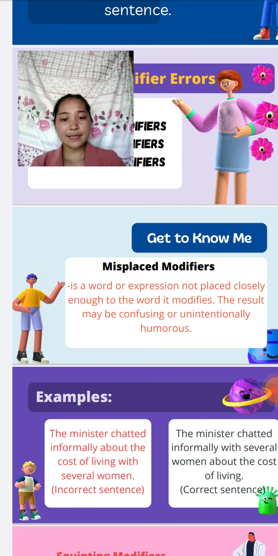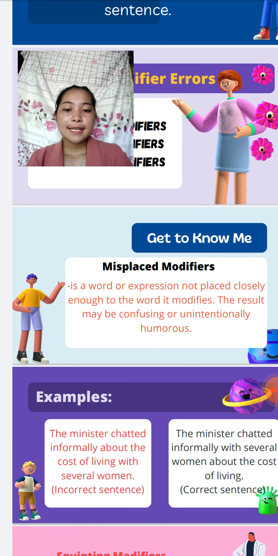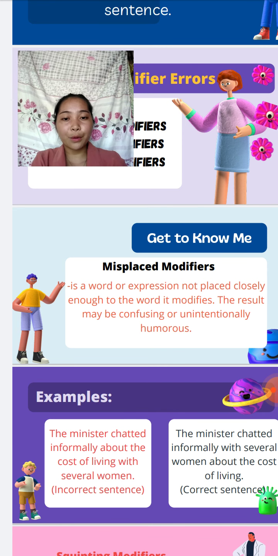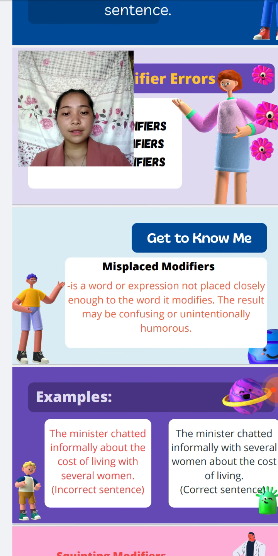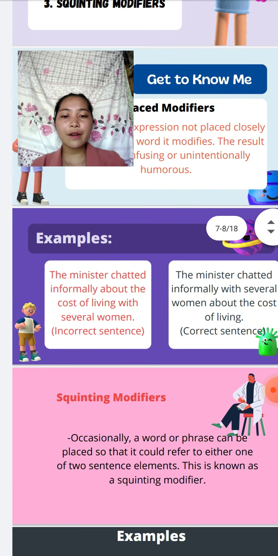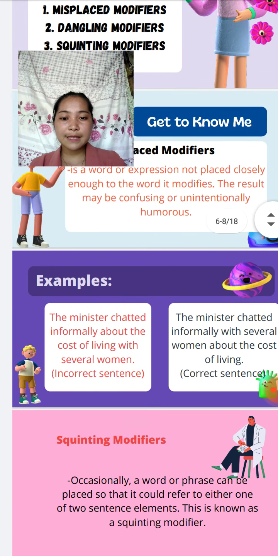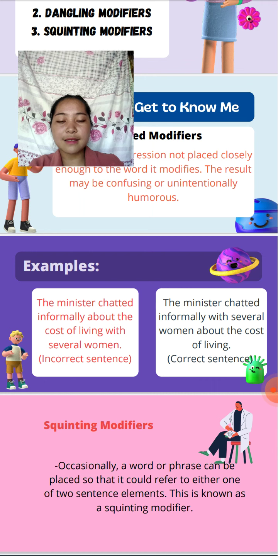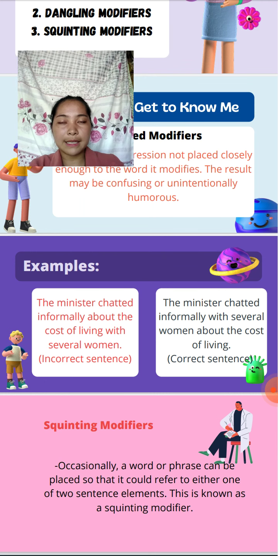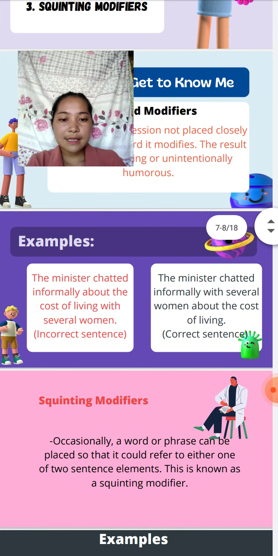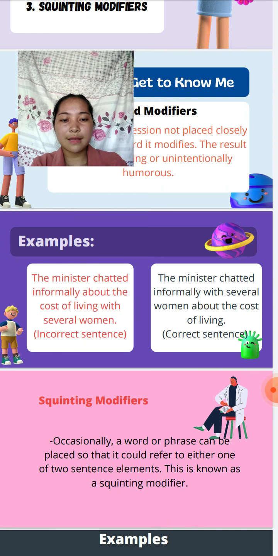So what are misplaced modifiers? This is a word or expression not placed closely enough to the word it modifies. The result may be confusing or unintentionally humorous. So here are the examples of misplaced modifiers. First one, the minister chatted informally about the cost of living with several women. So this is the incorrect sentence. Well, the correct sentence is the minister chatted informally with several women about the cost of living.